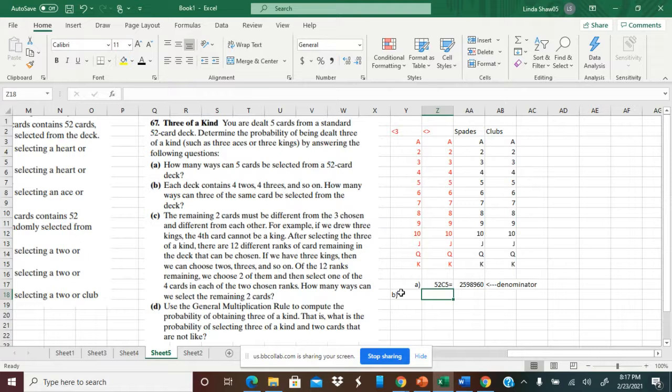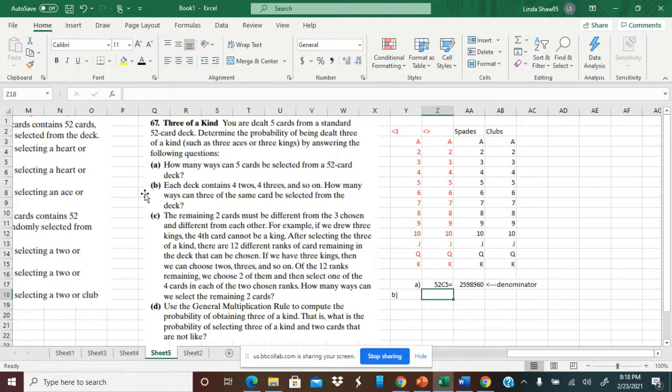By the way, I'm not sure if I'm answering B or C, but we're going to talk about this. I almost don't like the way this problem is written. We're just going to write the answer. What's the probability of getting 3 of a kind?